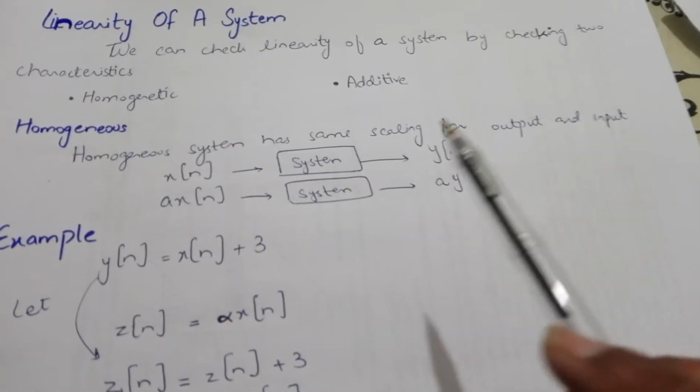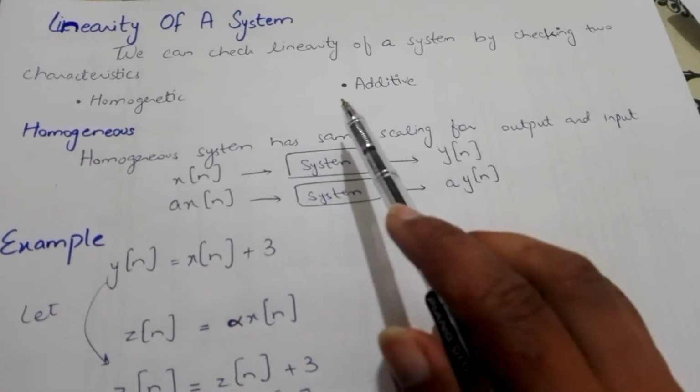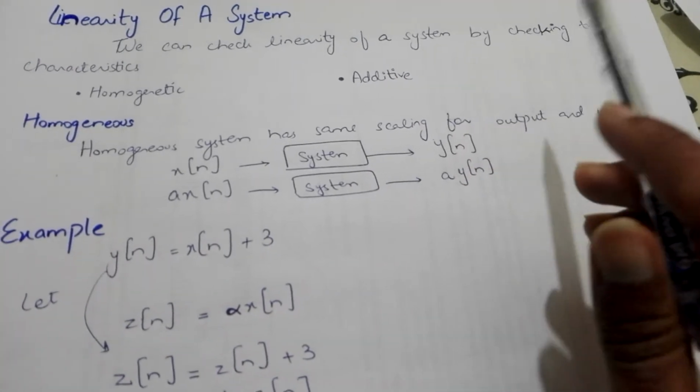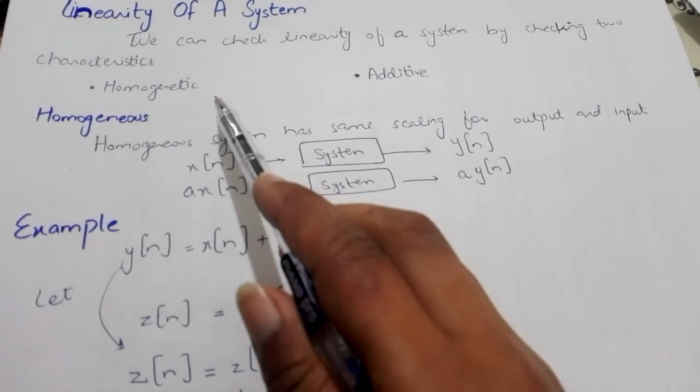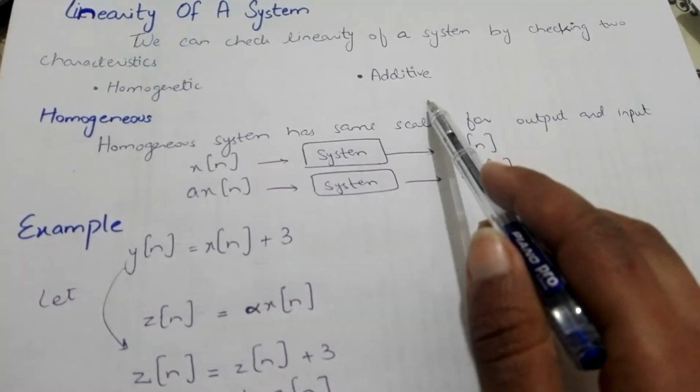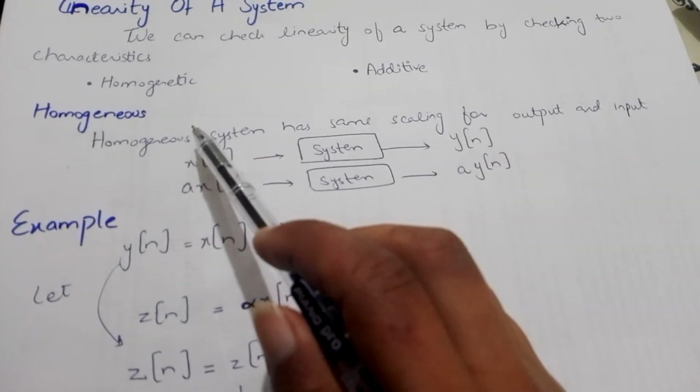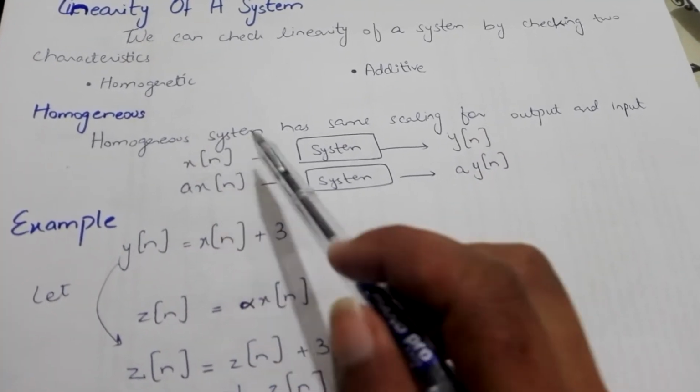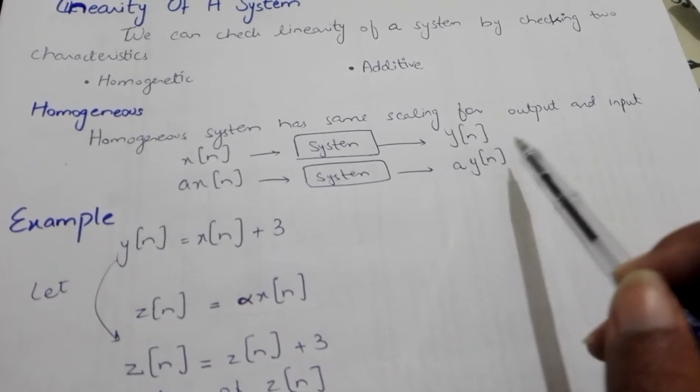Now we consider the linearity of a system. We can check the linearity of a system by checking two characteristics. One is homogeneity and the second is additivity. A homogeneous system has the same scaling for output and input.